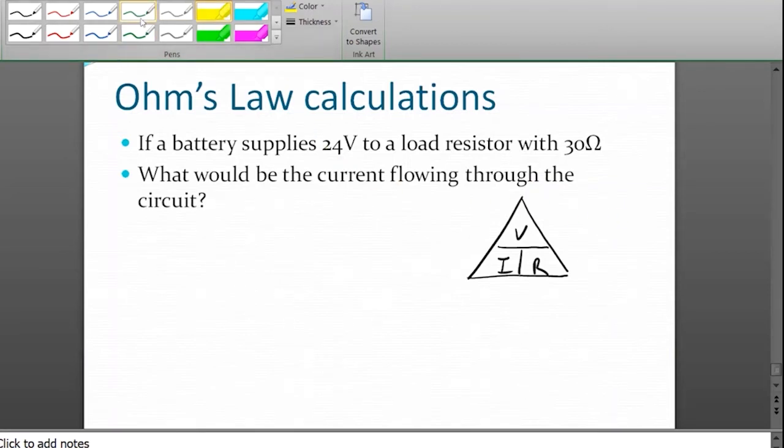And you know that I is for current. Let's highlight I. I is the one highlighted, it's the one that we're trying to find. This reveals the formula for calculating the current, which is V over R, and that means that V is divided by R. So I is equal to V divided by R.